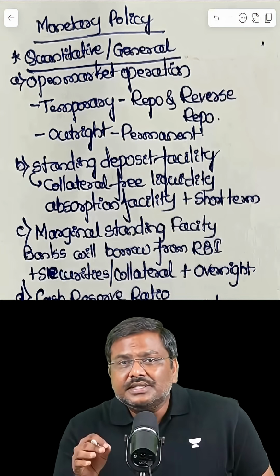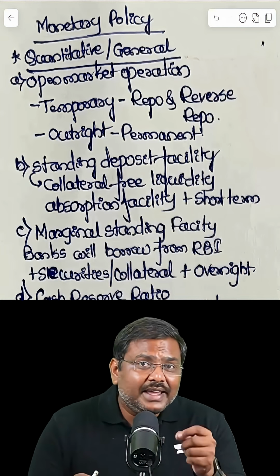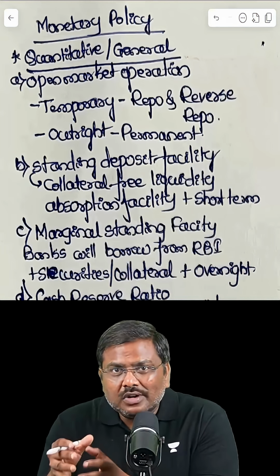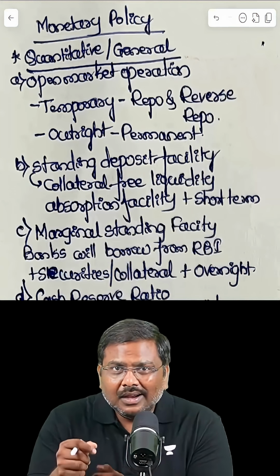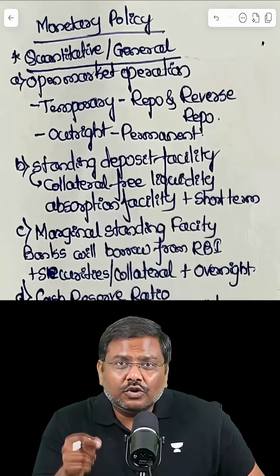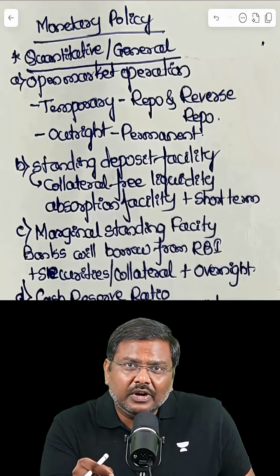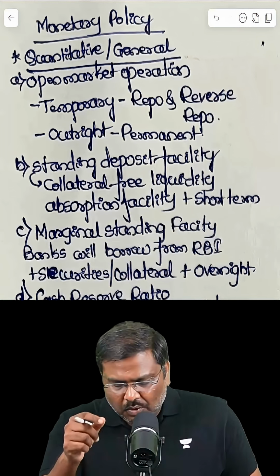Third one, marginal standing facility. Banks are facing an emergency. They want to borrow for overnight purposes. They can go to RBI, deposit collateral, and borrow for a short duration. RBI will charge a rate of interest above and over the repo rate.